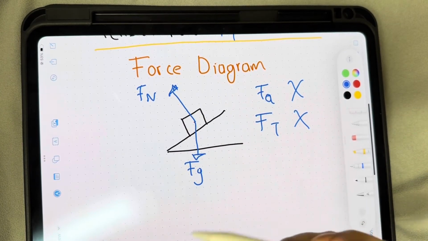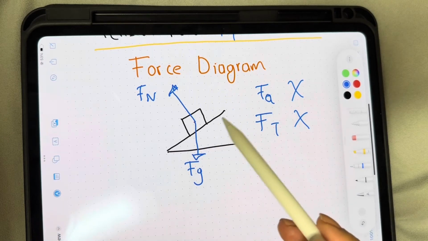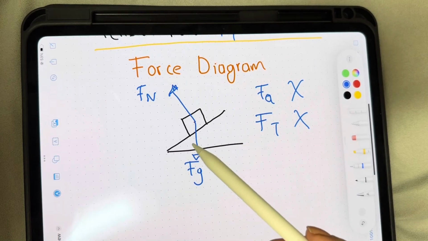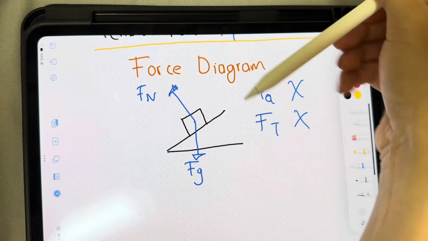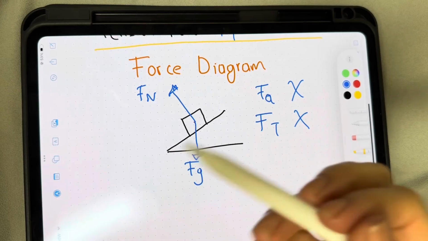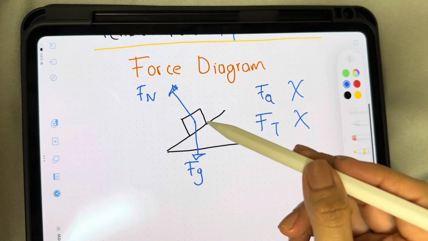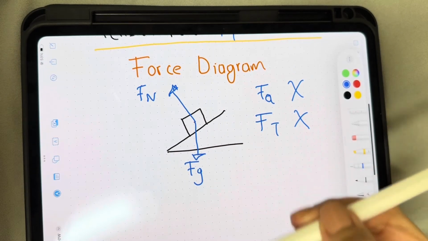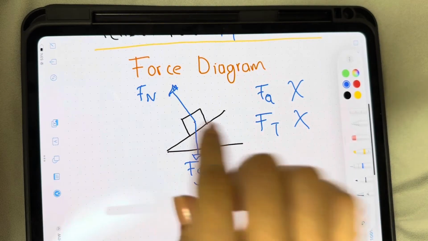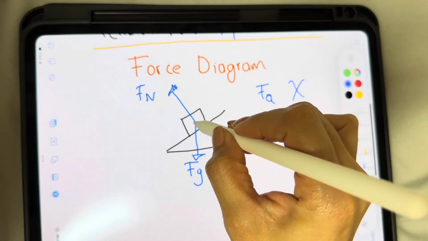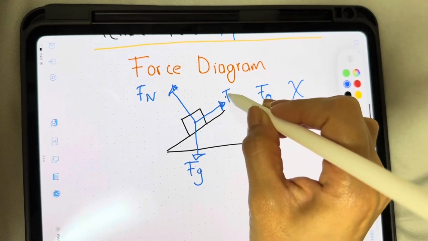Is this box moving? Well, since this box is on a surface that is tilted, there is an inclination here. If there is no friction, it means that the box would actually go downward. So there should be friction present. And friction always points towards the opposite direction of motion. So if this box was moving, it will go downward, right? So that means that friction actually goes in the opposite direction.